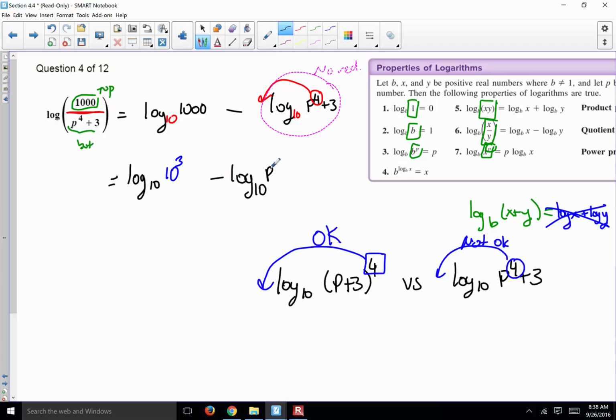Although we couldn't use the power rule for the second one, we can use the power rule for this one. Actually, no, not this one. Use the other power rule that cancels because 10 and 10 match. So we have 3 left.